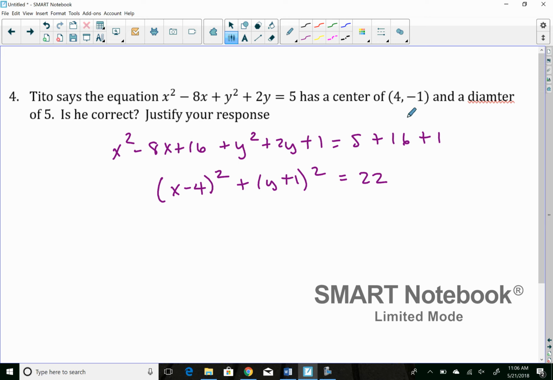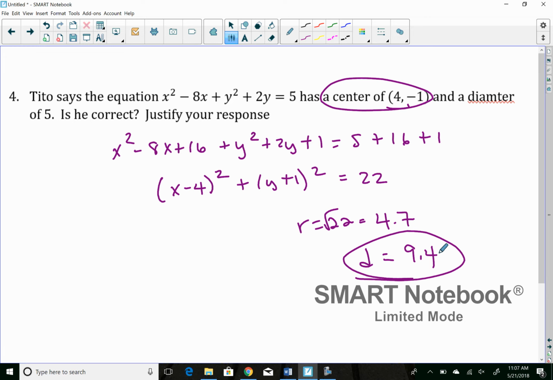Now, notice the center is good. The diameter of 5 is a little bit off because the radius is 22 underneath the square root, which is approximately 4.7. So the diameter is approximately 4.7 times 2, or 9.4. So Tito's wrong because the diameter is not 5. It's actually 2 square root of 22s, or 9.4-ish.